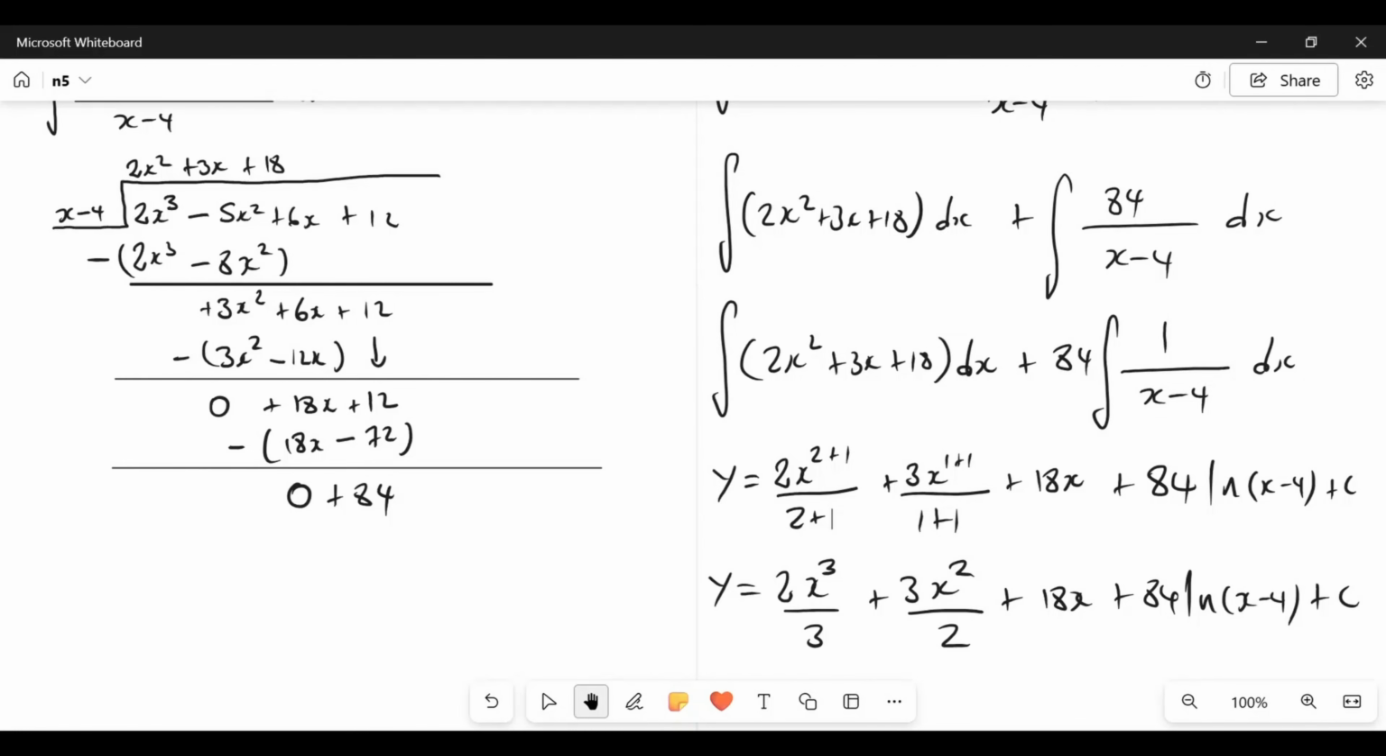I know this can be challenging for most people because of the long division method, but all in all, this was straightforward for those who managed to do the long division method.